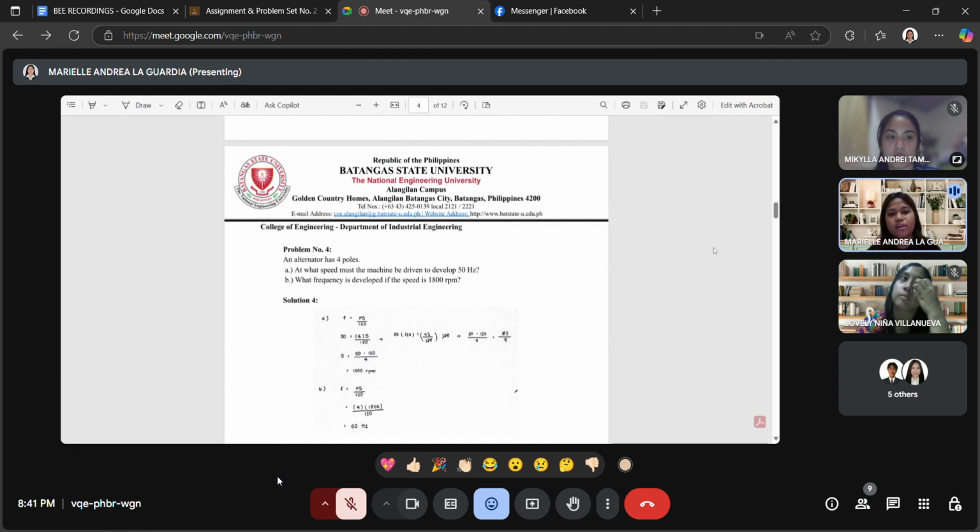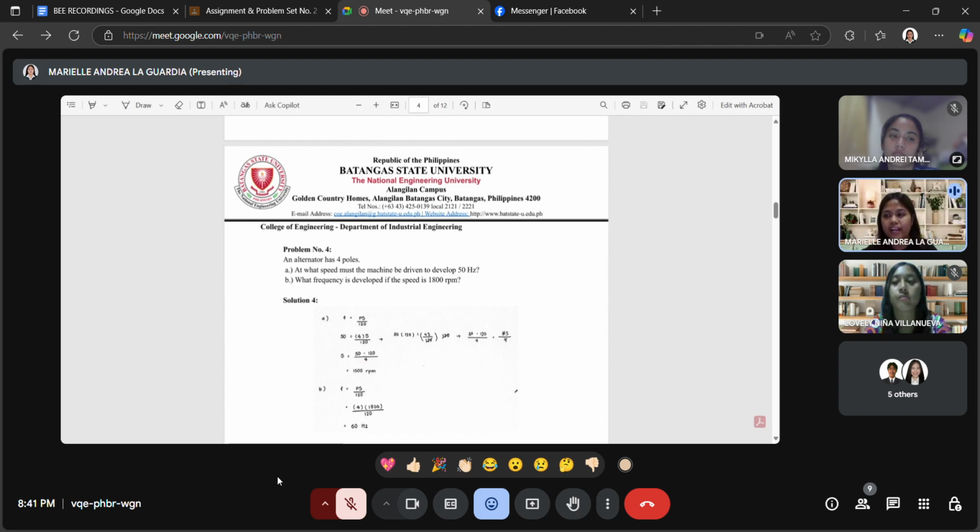We now have here problem number 4 for easy. An alternator has 4 poles. For letter A, at what speed must the machine be driven to develop 50 Hz? For letter B, what frequency is developed if the speed is 1800 RPM?